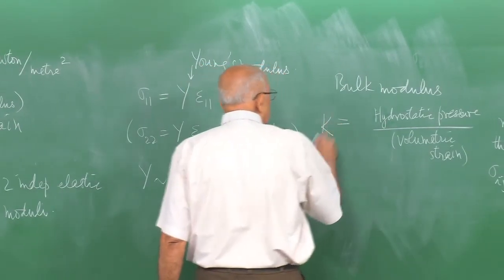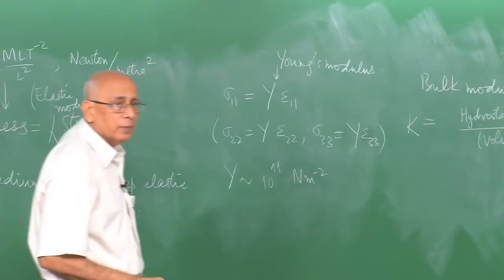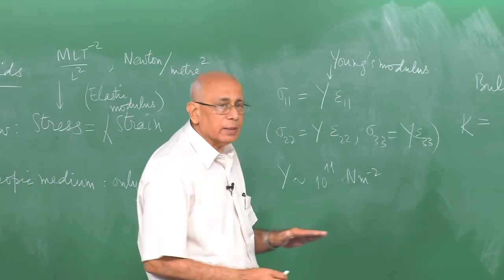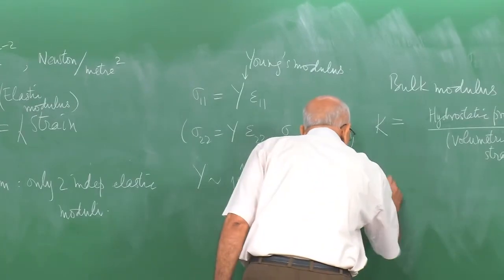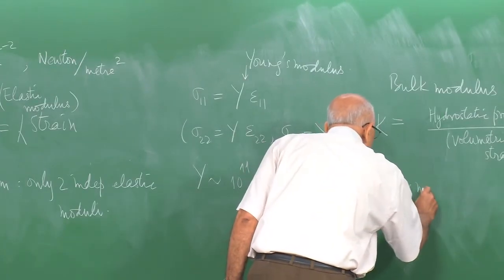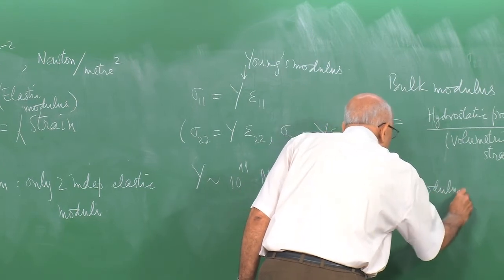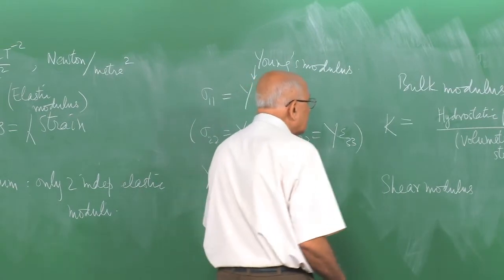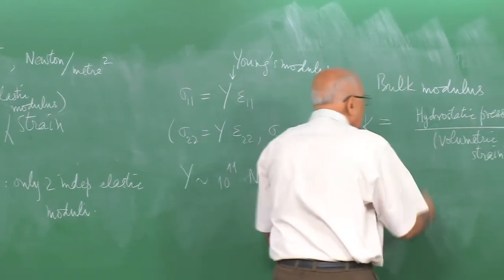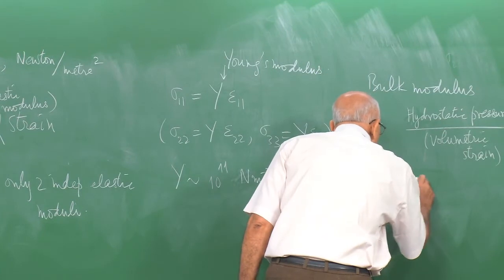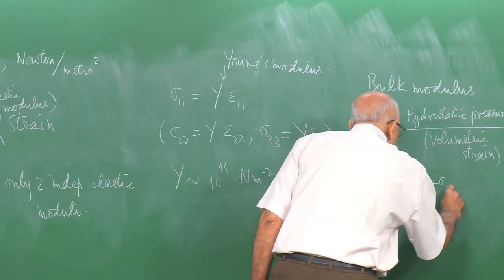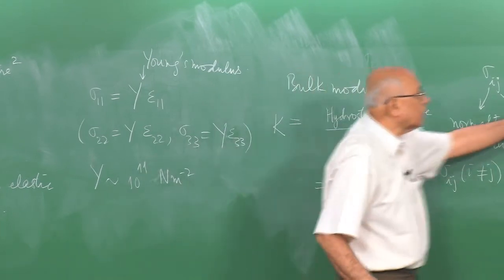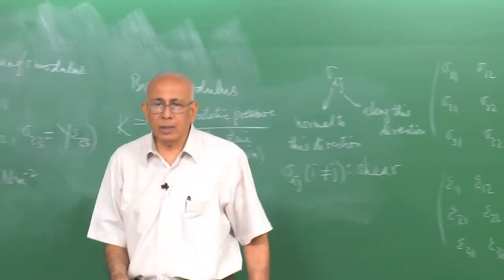And the symbol generally used for it is K. Okay. And finally there is a shear modulus, which is denoted G. Oh yes, I should also say how it's related to the stress tensor here. This here is nothing but sigma 11 plus sigma 22 plus sigma 33. It's the trace of this matrix, and that's what you normally call the pressure.